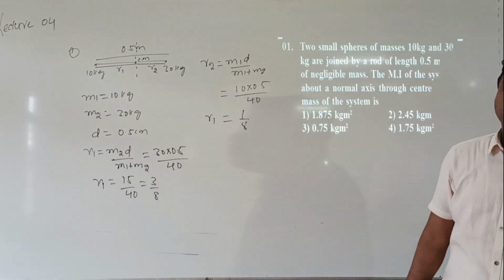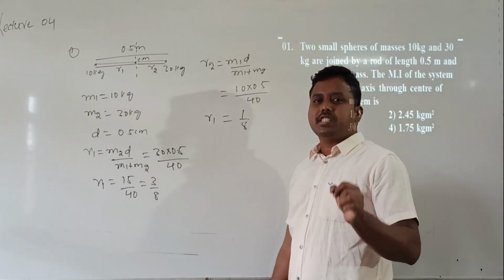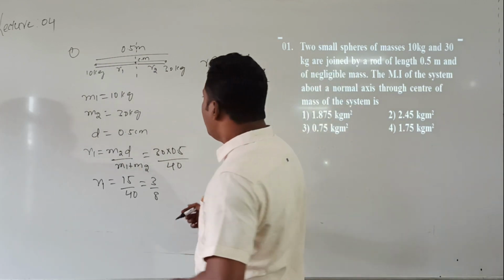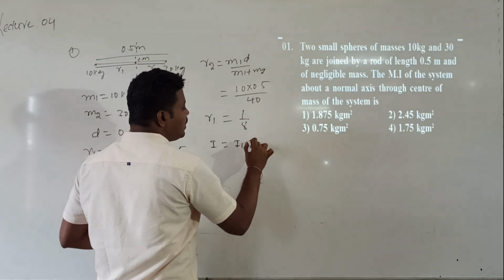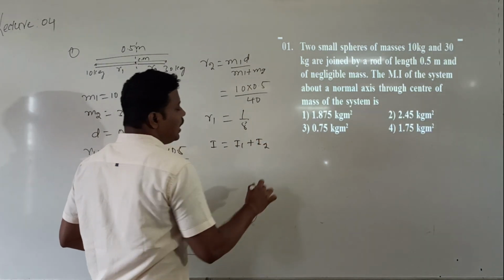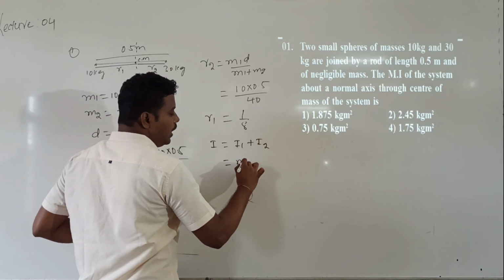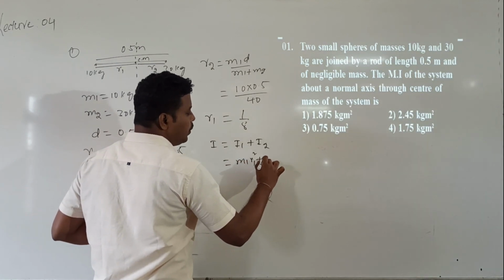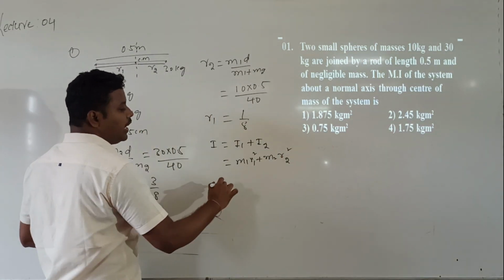What is the formula for moment of inertia? Product of the mass and the square of the distance from the fixed point. What is the total moment of inertia value? I is equal to I1 plus I2. Correct? I value is equal to I1 plus I2. I1 value is M1 R1 square. I2 value is M2 R2 square. Right? Then what do I get?